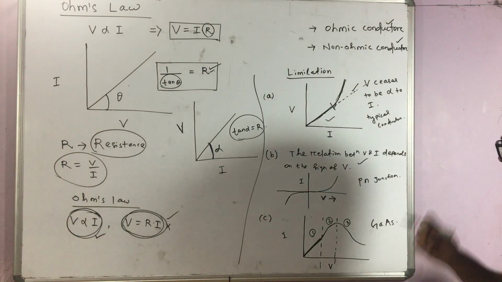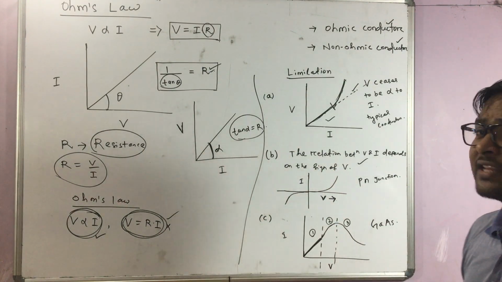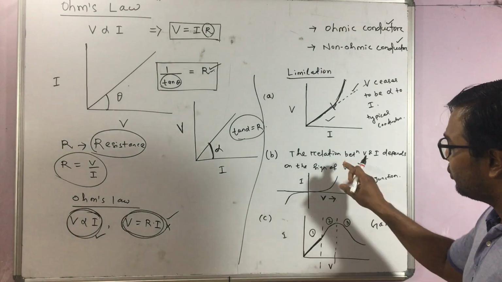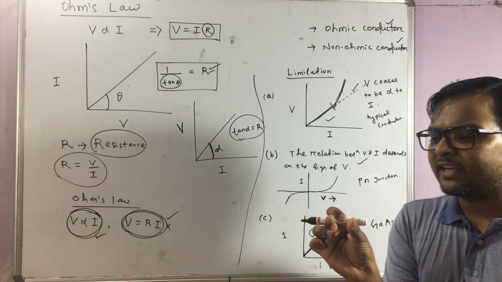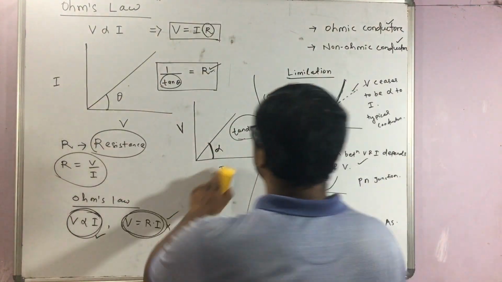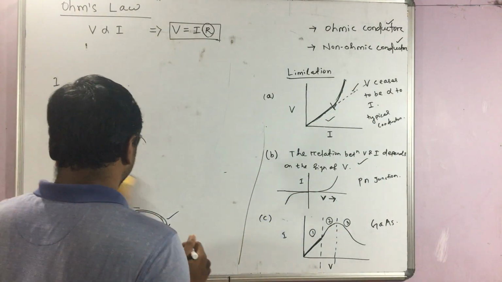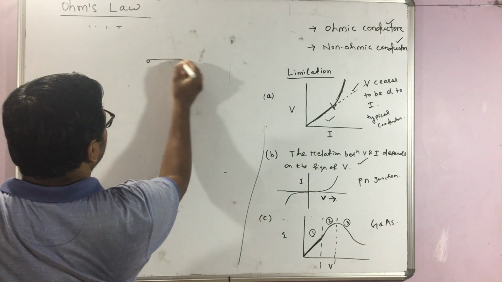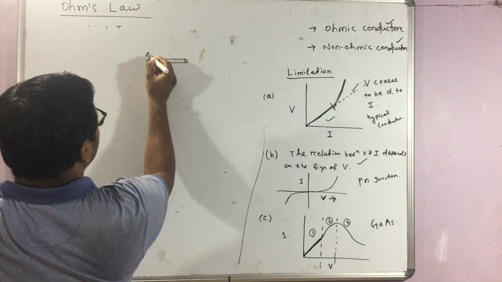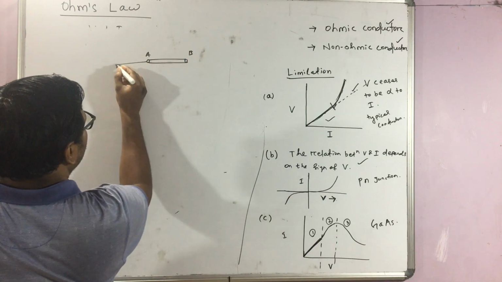The relation between V and I depends on the sign of V. What is the meaning of it? Suppose I am taking a conductor. Let's say this is the conductor. This end is A and this end is B.